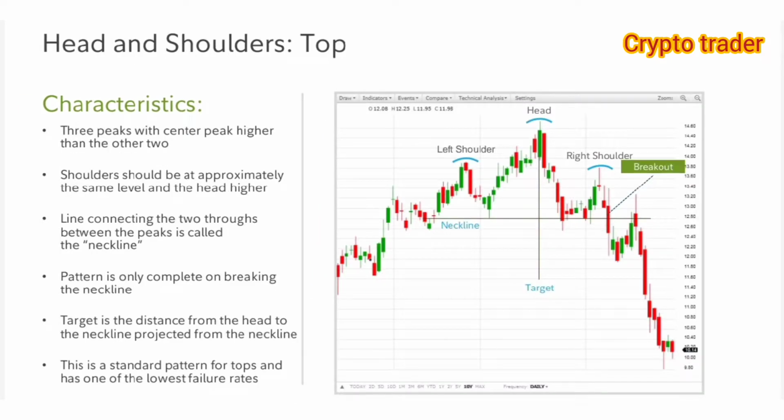Head and shoulders. Top. Its characteristics: three peaks with the center peak higher than the other two. Shoulders should be at approximately the same level and the head higher. The line connecting the two troughs between the peaks is called the neckline. The pattern is only complete on breaking the neckline. Target is the distance from the head to the neckline, projected from the neckline. This is a standard pattern for tops and has one of the lowest failure rates. Here is the example of head and shoulders top.